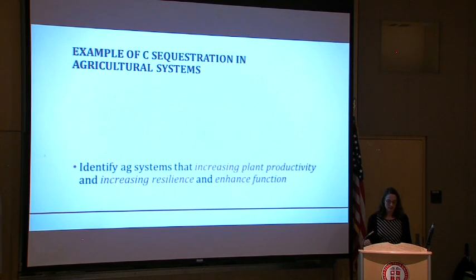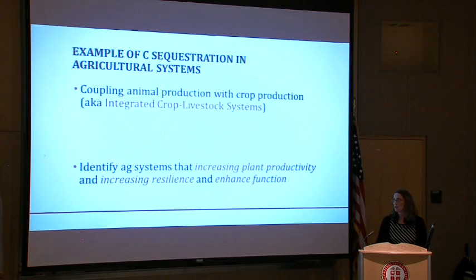So today I'm just going to talk about a couple of studies that two former PhD students were involved in, where we were trying to identify agricultural systems here in the Texas High Plains that increase or maintain plant productivity and get at this increasing resilience and enhancement of ecosystem function. The targeted agronomic systems are called integrated crop livestock. That just means we're bringing animals and crop production together on the landscape.